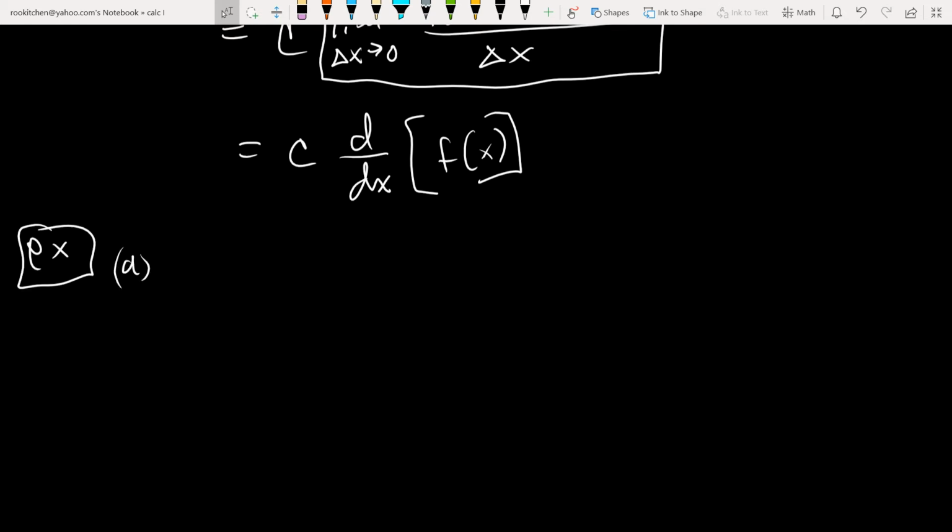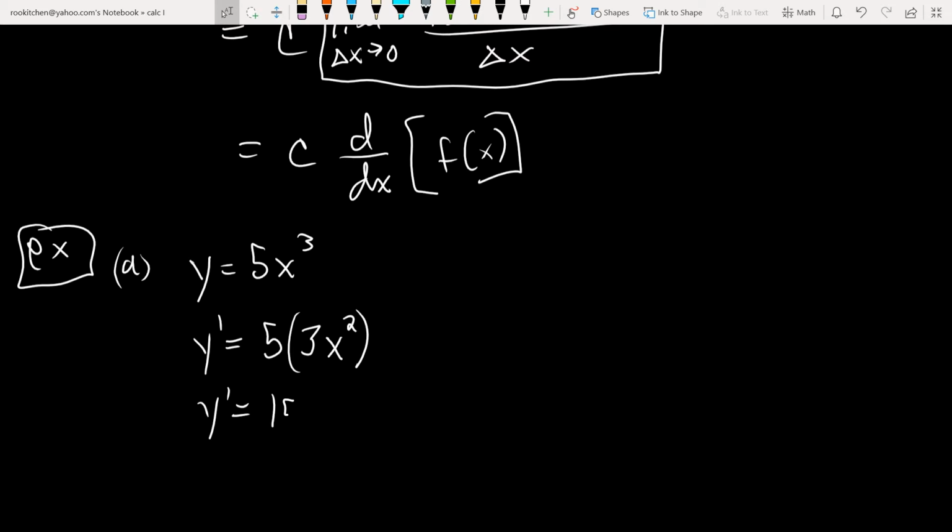Okay. y equals 5x cubed. Okay. So for y prime, you leave the 5 alone, and then you take the derivative of x cubed. So that would be, bring down the 3, x to the 3 minus 1 is 2. Okay. And simplify that. So y prime is 15x squared.